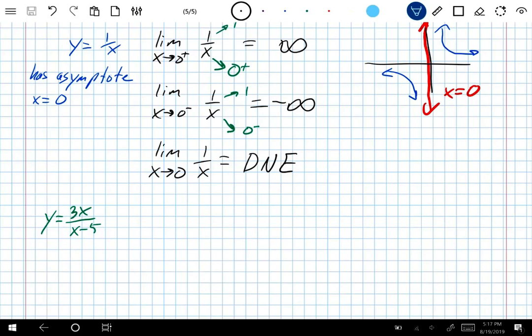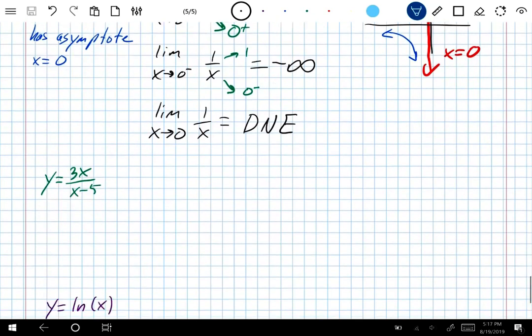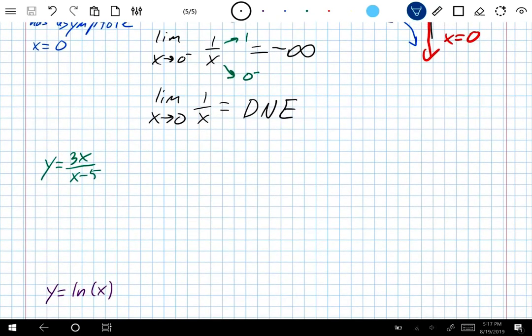Okay, so let's do another example. I'm going to do this one a little bit quicker here. 3x over x minus 5. You could try to graph this in a calculator or on your computer, but I'm going to just break this up into parts real quick. The limit as x goes to 5, that's when that denominator is 0. That's where I suspect I might have an asymptote of 3x over x minus 5.